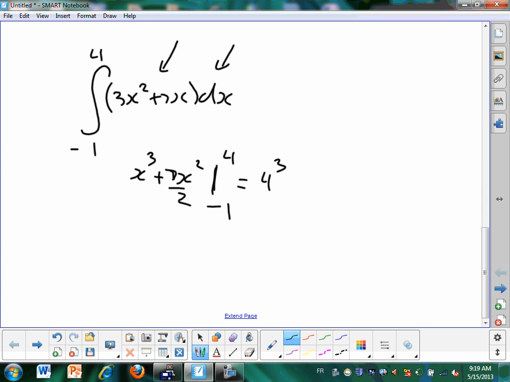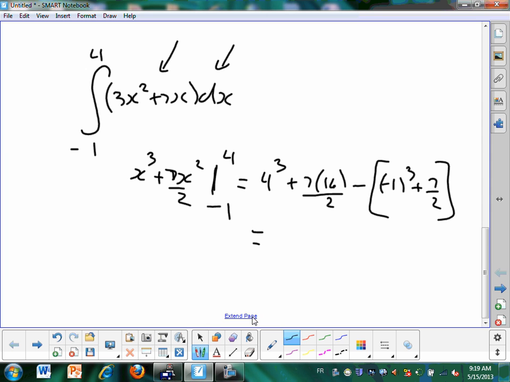4 cubed plus 7 times 16 over 2, minus -1 cubed plus 7 over 2. I'm hoping that it's still 117.5.